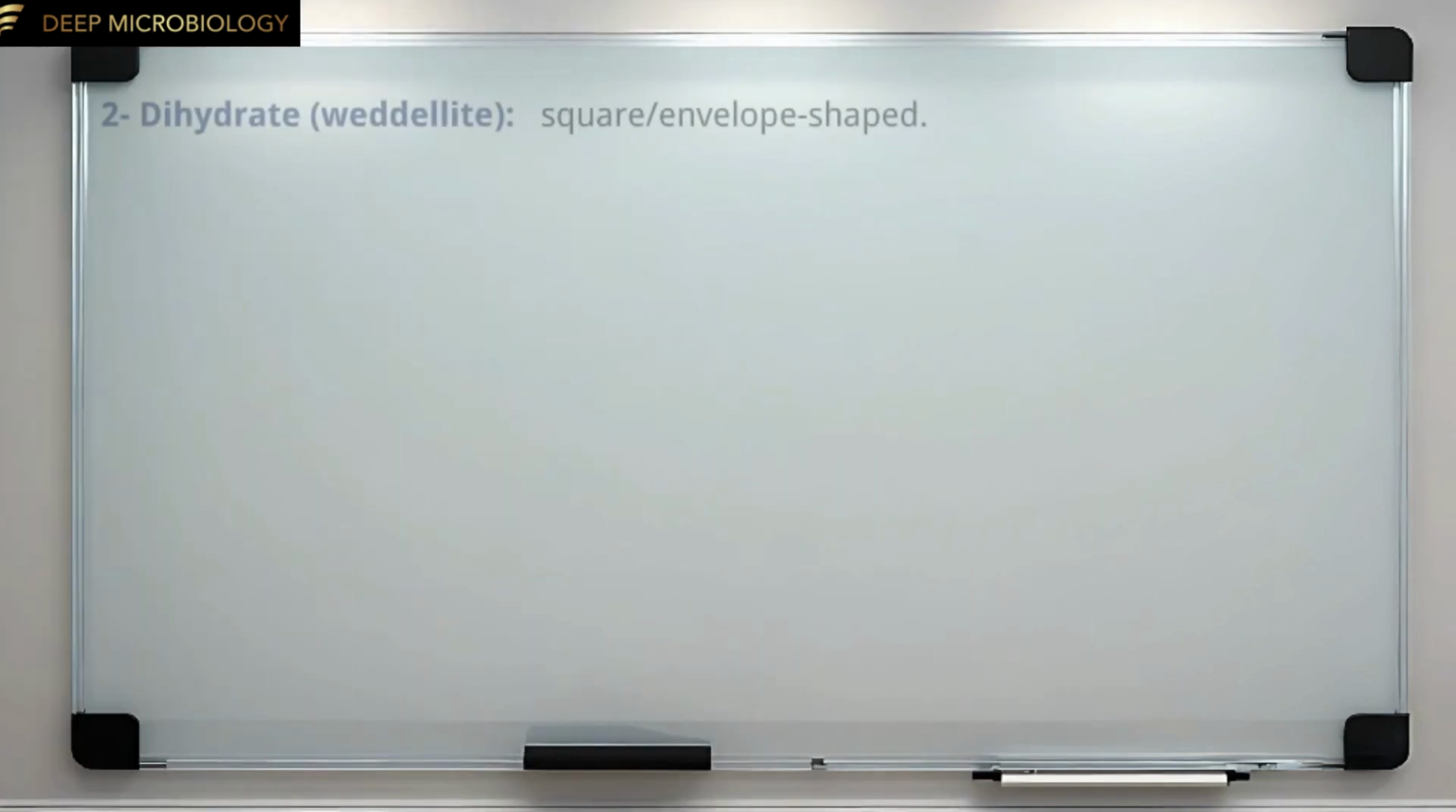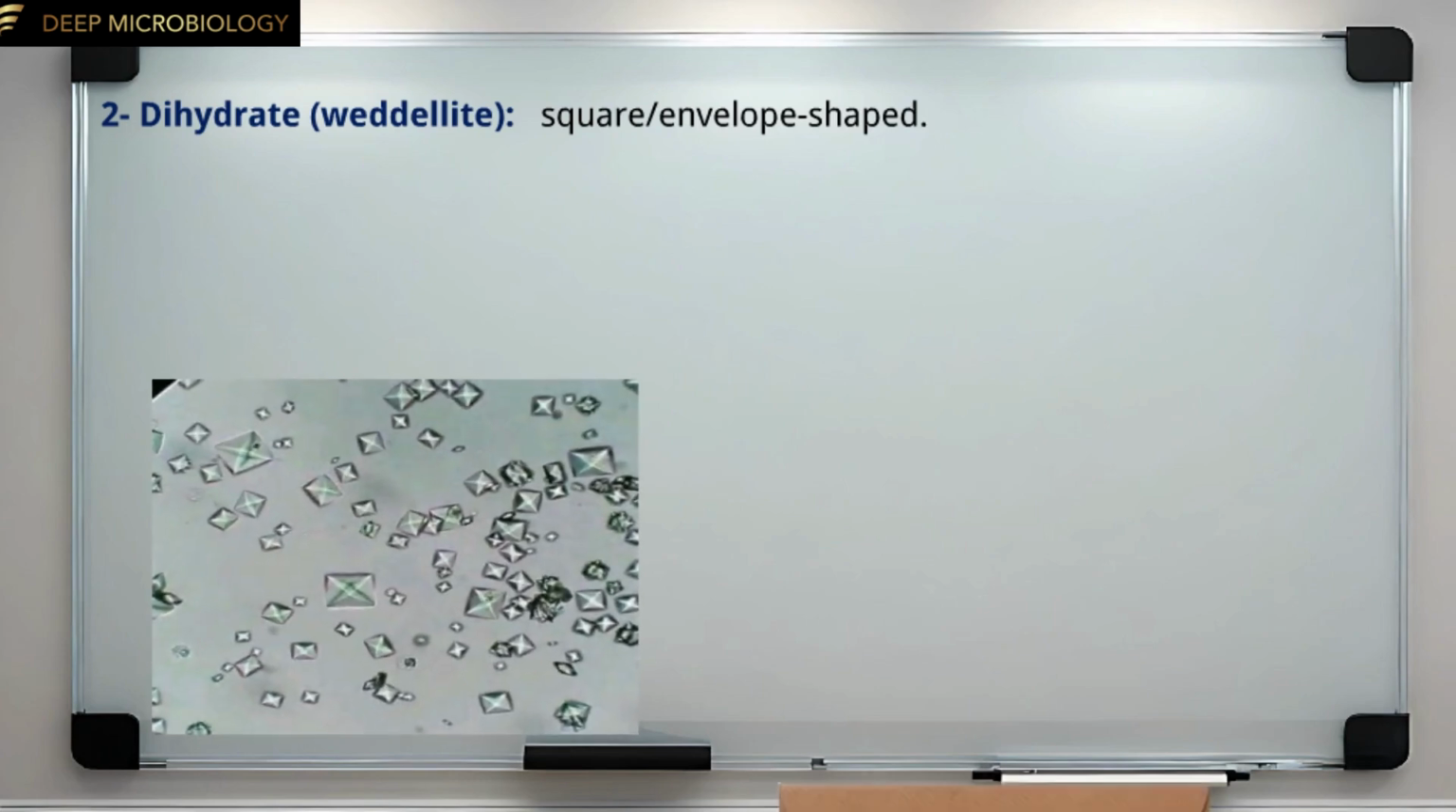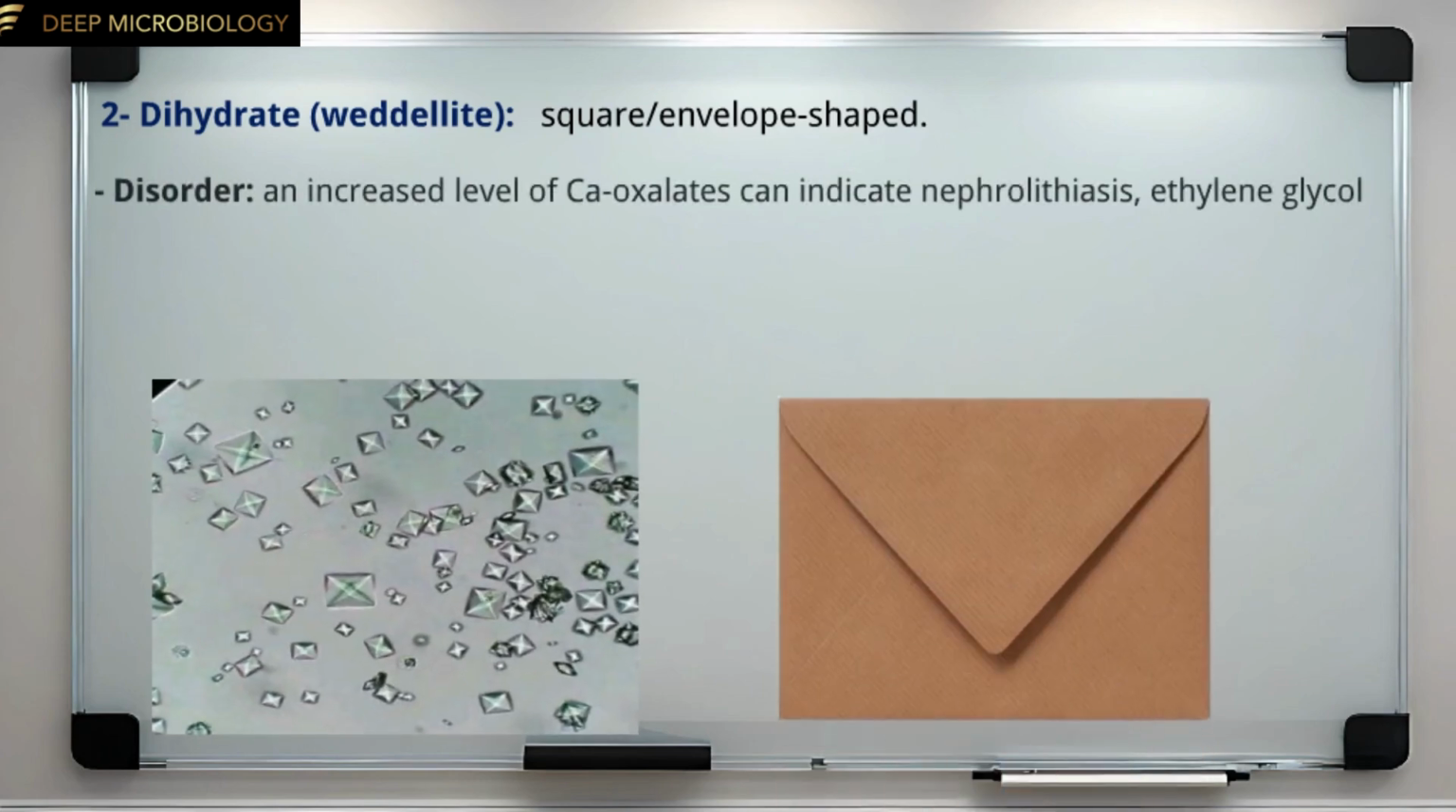2. Dihydrate, weddellite. These are usually square or envelope-shaped. Calcium oxalate clinical significance: an increased level of calcium oxalates can indicate nephrolithiasis, or ethylene glycol poisoning, which is the main component of antifreeze.